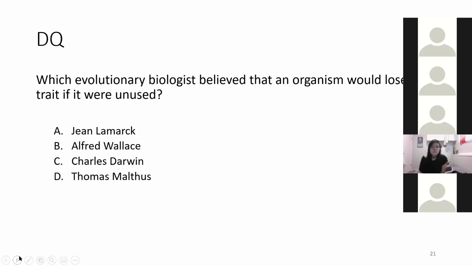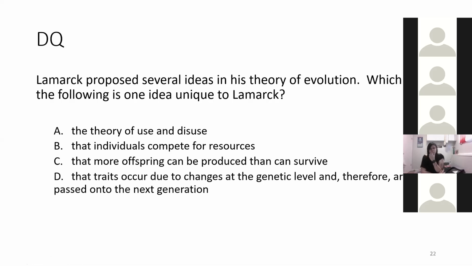Which evolutionary biologist believed that an organism would lose a trait if it was unused? Well, that should be Lamarck because he's kind of the only guy we've talked about. Okay, I put them in the right order. Remember, when you get the departmental, they're going to be all over the place. All right. Lamarck proposed several ideas in his theory of evolution. Which of the following is unique to Lamarck? I'm going to stop and let you read that.